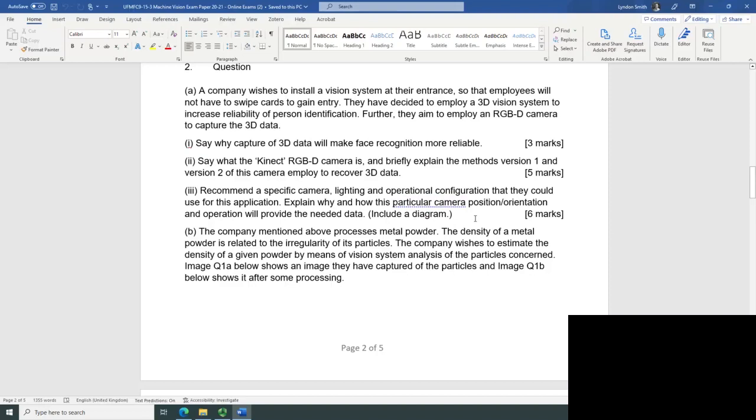I said include a diagram, so you'd lose a mark if you didn't put a diagram in straight away, wouldn't you? So it says explain how and why. So what I want you to do is a sketch. It doesn't have to be a brilliant AutoCAD drawing, right? It could just be your sketch. I'm interested in your ideas. I'm not going to say, oh, that's a bit scruffy. I'm going to be interested in what your idea is.